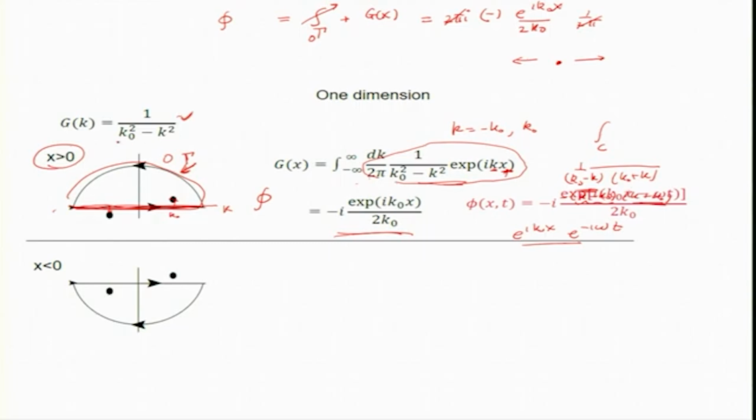So, this k naught square will come for both e to power minus i omega t as well as e to power plus i omega t. Okay. So, this is a wave going to the right. Is that correct? This one.